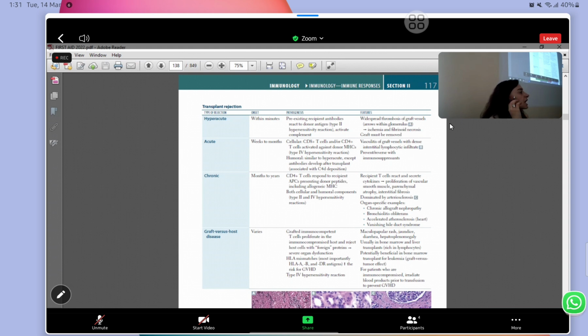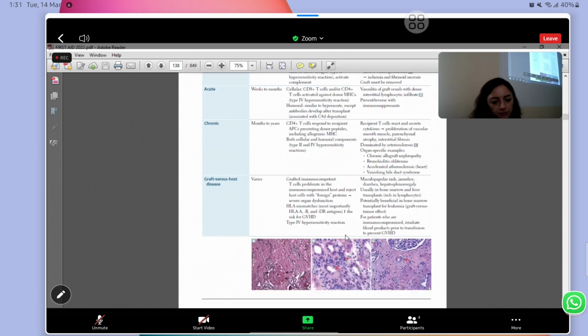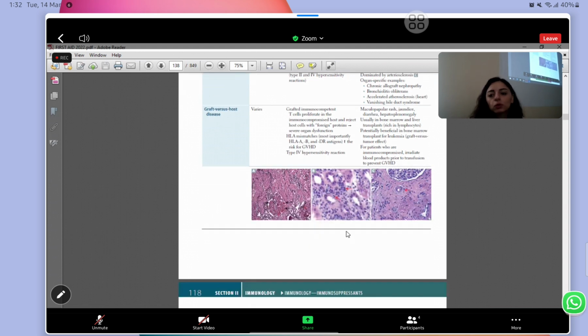Graft versus host disease has a classic triad. What is this triad? We have hepatosplenomegaly, we have fever and rash, and we have jaundice. What is jaundice? Jaundice is when bilirubin, which is the degradative product of hemoglobin, accumulates, and your body cannot eliminate it. So it accumulates and causes yellowing of your skin and sclera, which is called jaundice. Okay, so graft versus host disease develops if you are transplanting immunocompetent tissue like the bone marrow and the liver.